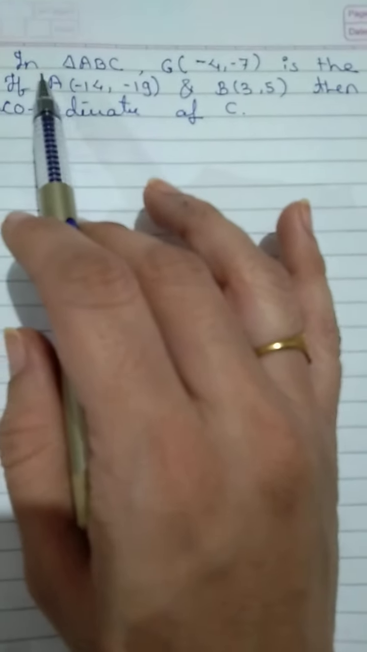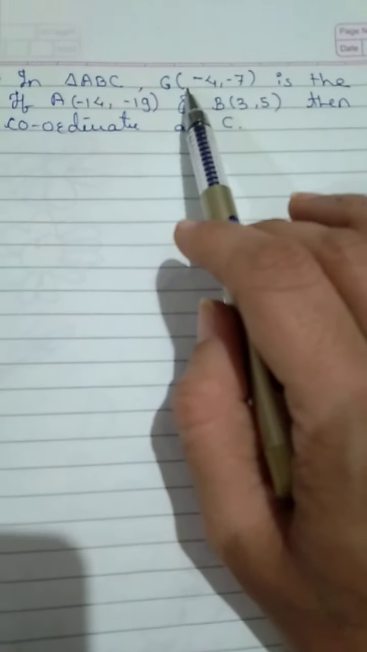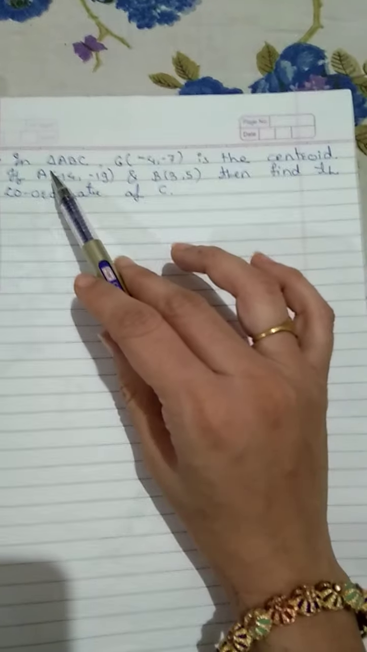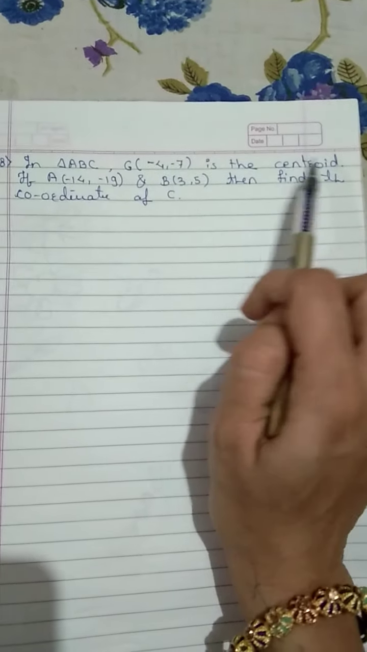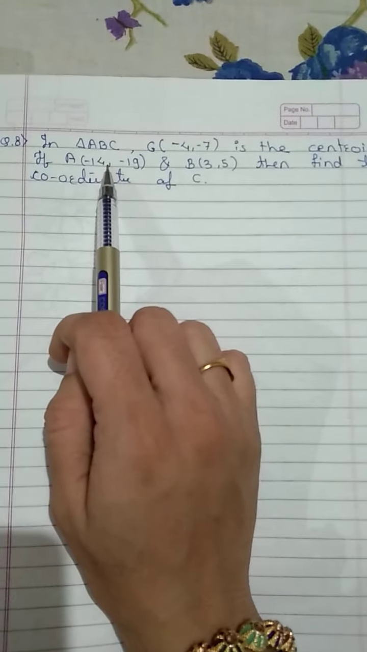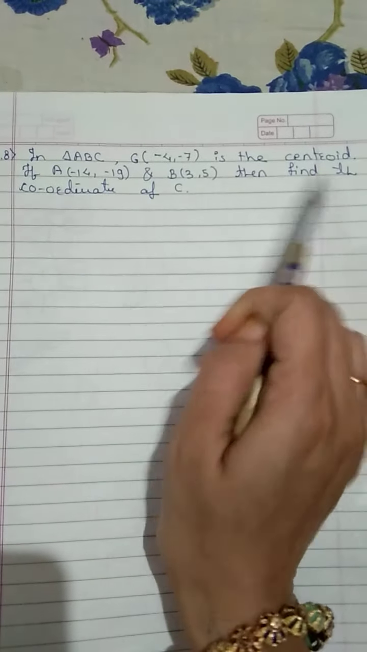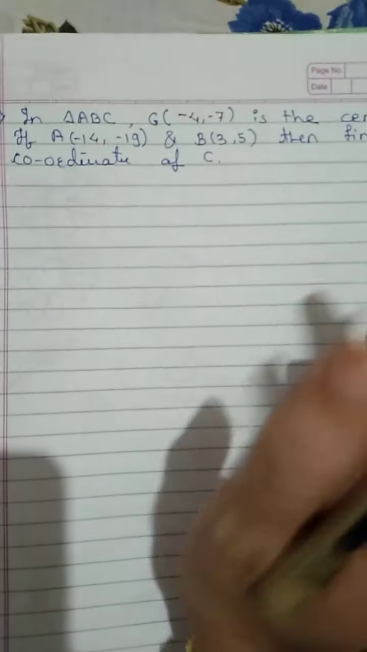Question number 8. In triangle ABC, we are given the value of G. And obviously you know very well, if triangle ABC is given, then G is nothing but the centroid. If the coordinates of A and B are given to us, we have to find the coordinate of C. Again, it is very easy, students. Coordinate of G is given, coordinate of C is to be found.